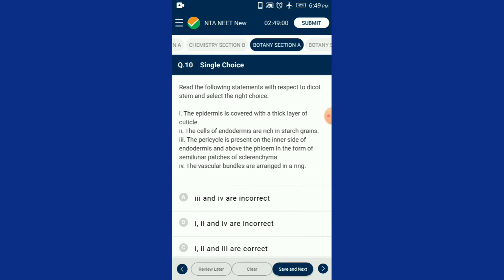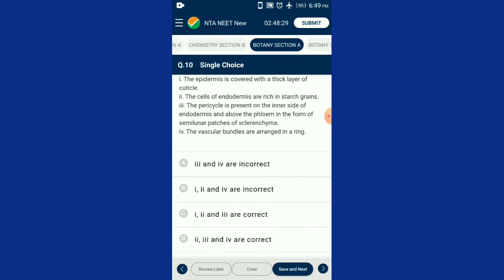Question number 10. Read the following statements with respect to the dicot stem and select the right choice. In the dicot stem, the epidermis is covered with a thin layer of cuticle with a few trichomes. Except for option 1, all other options are characteristic features of the dicot stem. So the answer for this question is option D.